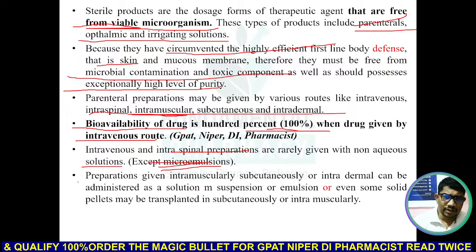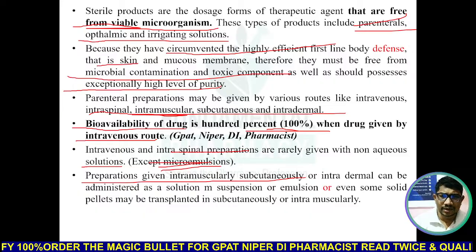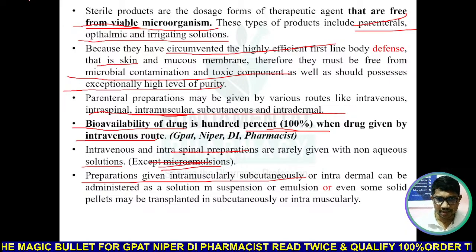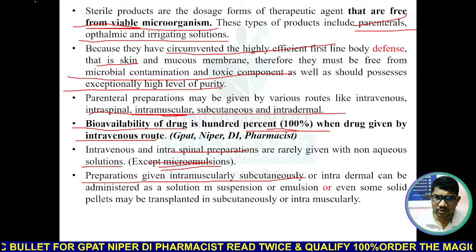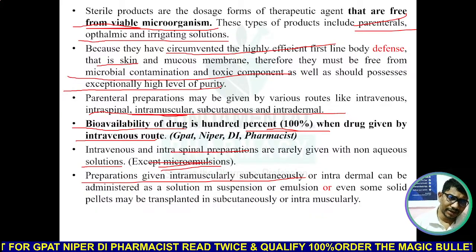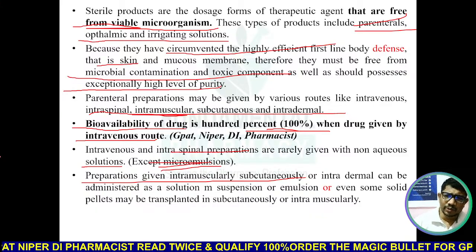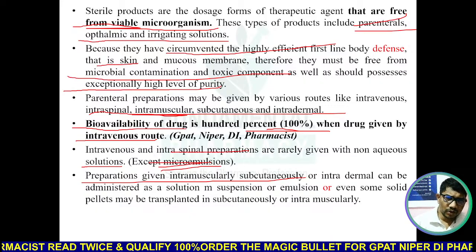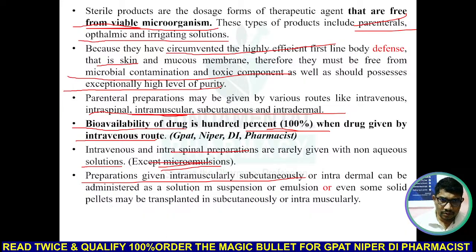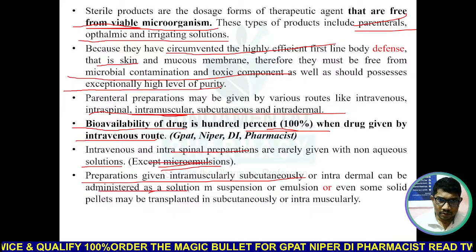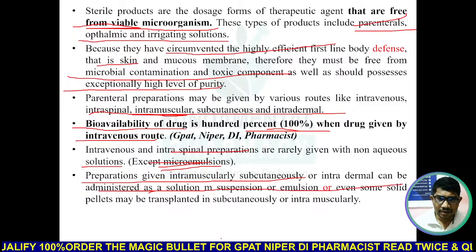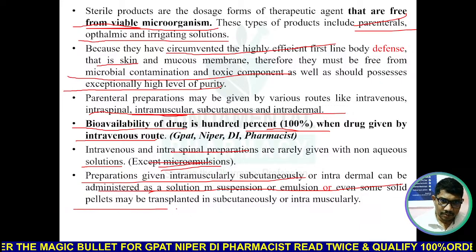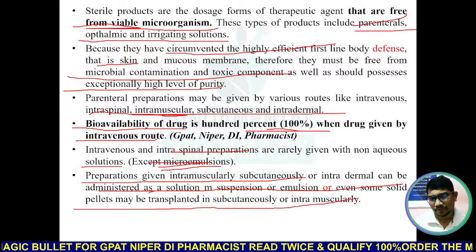Preparations given intramuscularly, subcutaneously or intradermally can be solutions, suspensions, or emulsions, and even some pellets for implantation. So preparation given by intramuscular or intradermal route can be either a solution or suspension or emulsion, or even some pellets that can be transplanted subcutaneously or intramuscularly.